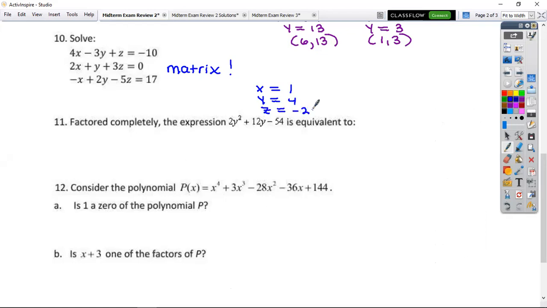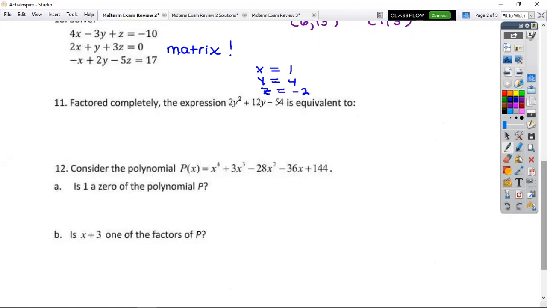All right, so coming to the end. 11, factor completely. So you're immediately going to pull out a GCF of 2, leaving me with y squared plus 6y minus 27, which factored into a trinomial of y plus 9 and y minus 3. Factor completely makes use of 2 different methods typically. So GCF and then this one having trinomial as well.